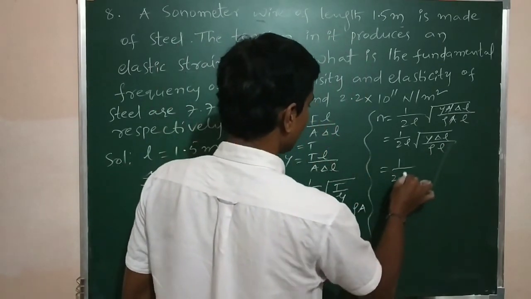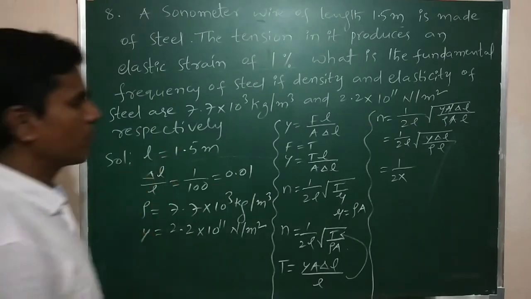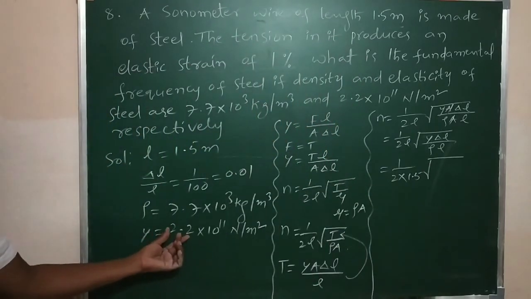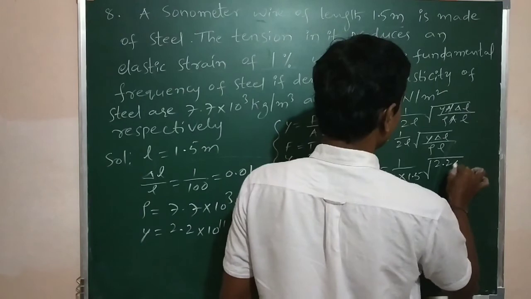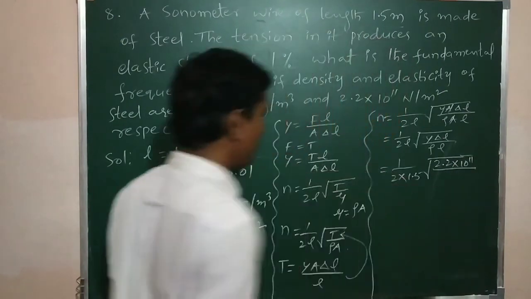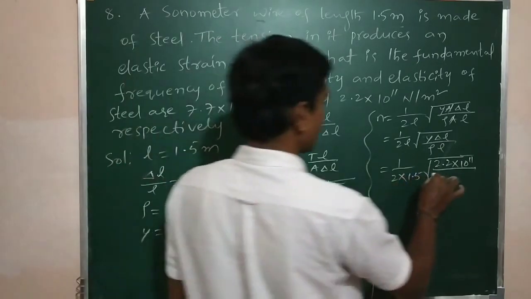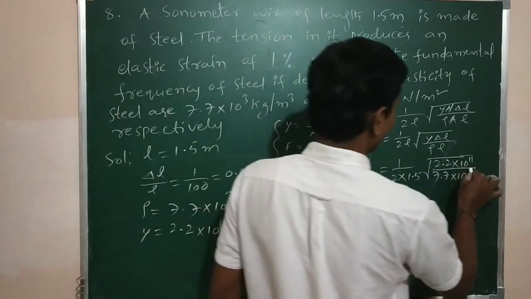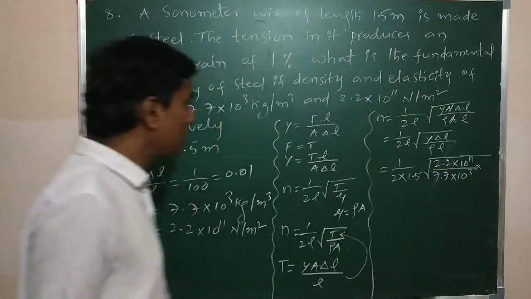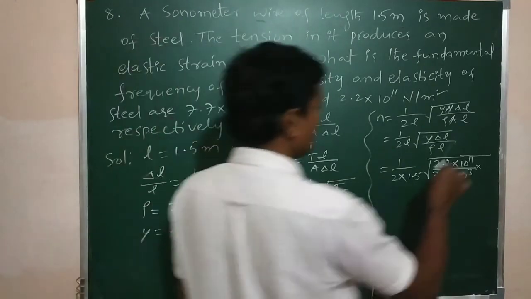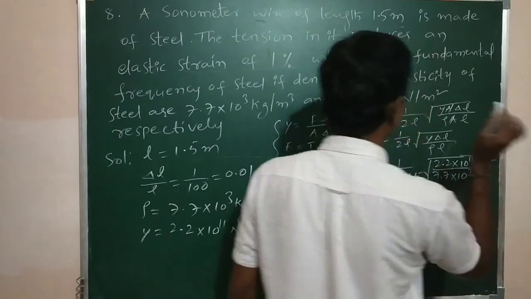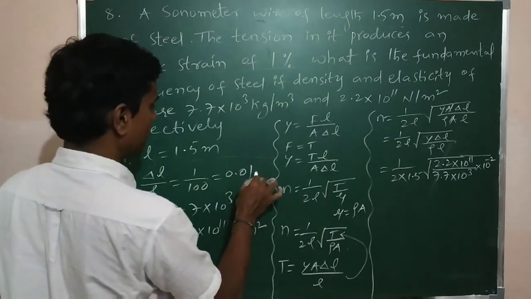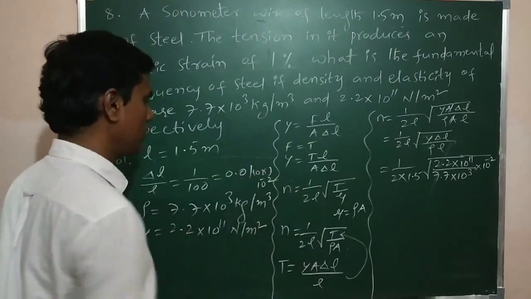Now I am substituting: 2 into, what is the L value? L is 1.5 meters. 1.5 into, what is Young's modulus value? 2.2 into 10 power 11 divided by rho value 7.7 into 10 power 3, into delta L by L. The delta L by L value is 0.01, that means 10 power minus 2.